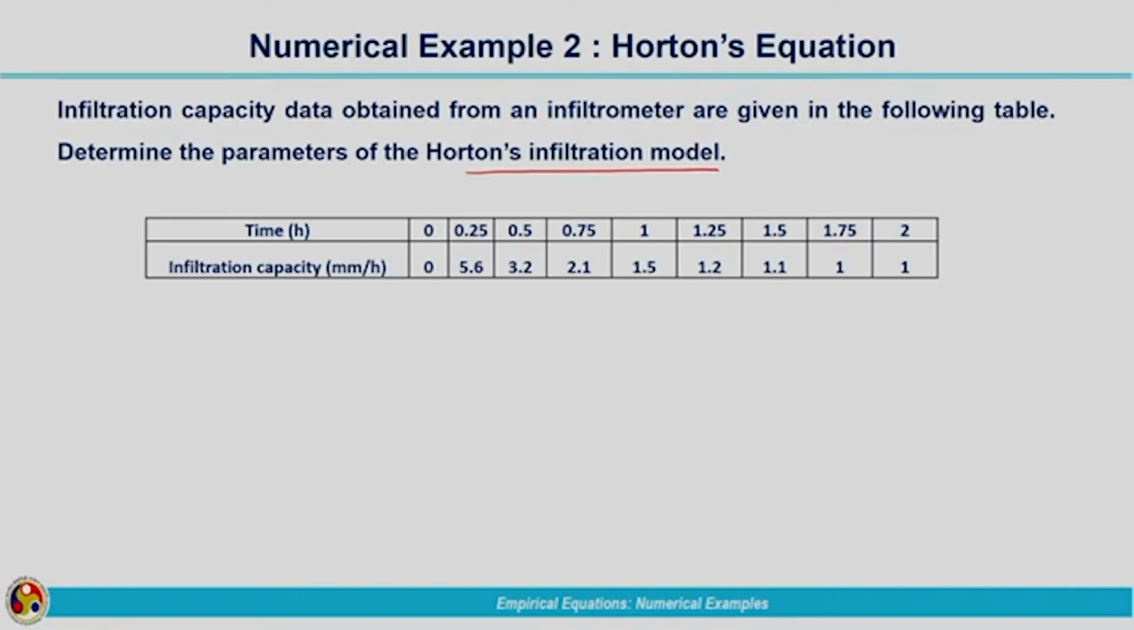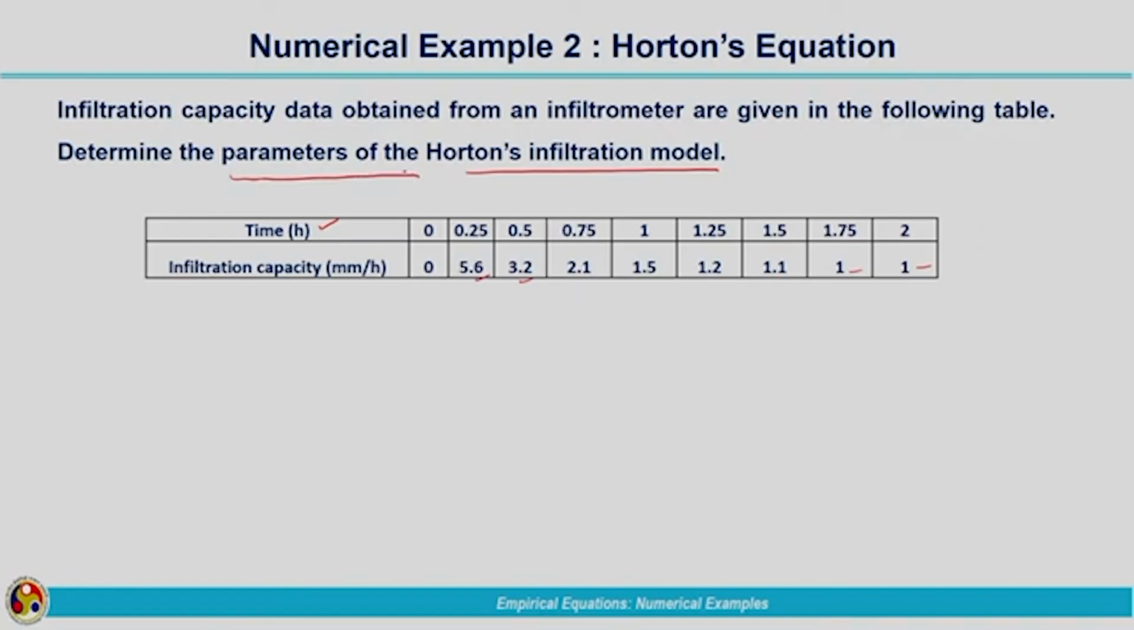Even if there is any confusion whether it is infiltration capacities, units are not given, check the data. This is 5.6, 3.2, 2.1, and finally it is reaching a constant value 1. So, you can understand that infiltration value is decreasing as time increases. So, definitely this is giving you the infiltration rate. Here units are also given to you, that is in millimeters per hour, and time is in hours.